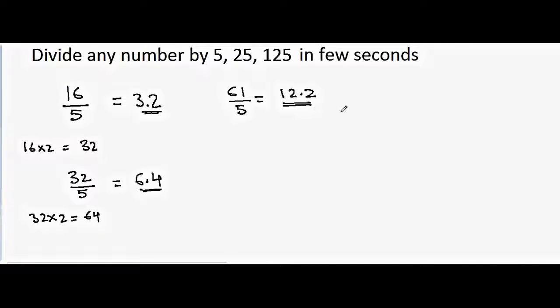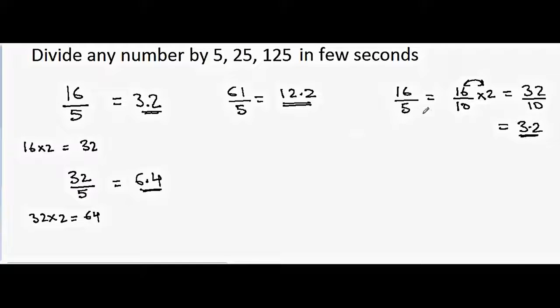How did I come up with this trick? It's not magic, it's just a simple trick. Suppose I have 16 and I want to divide by 5. That is equal to 16 divided by 10 into 2. What I'm doing here is multiplying by 2, and then putting a decimal because I have a 10 in the denominator. So the answer is 32 divided by 10, which is equal to 3.2.